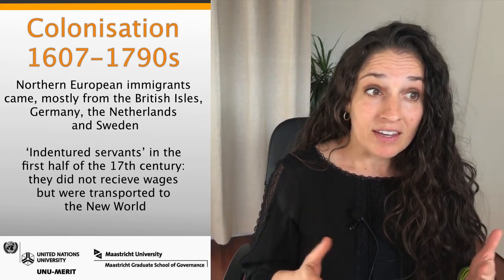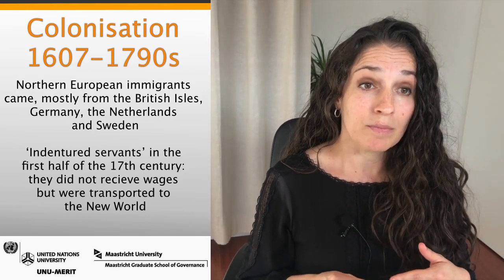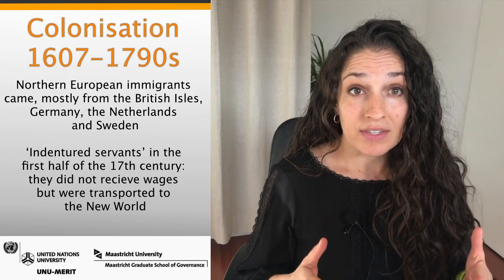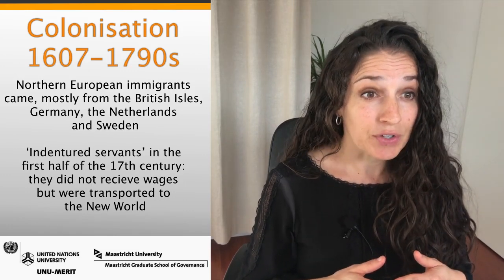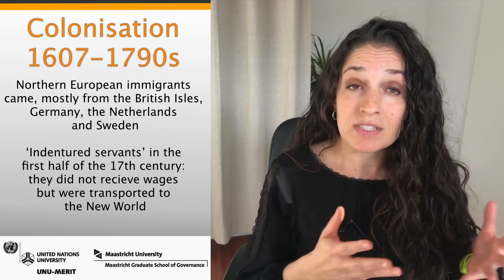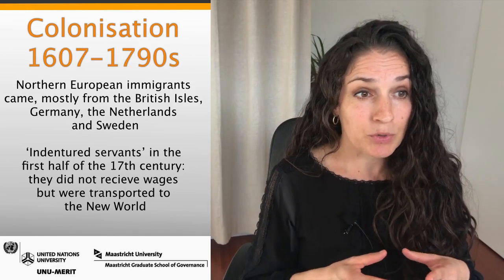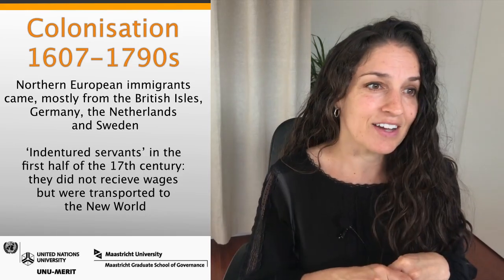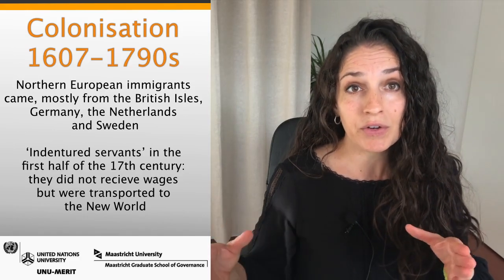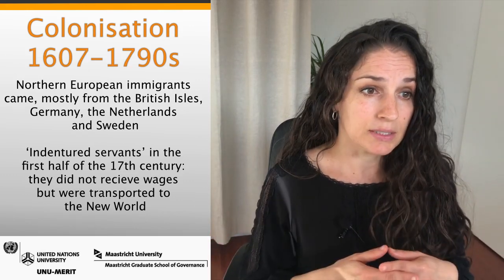So what we saw in the beginning is that most of the immigrants came from Northern Europe, mainly from the British Isles, Germany, the Netherlands, and Sweden. We also saw that at this time many people also traveled as indentured servants. So in the first half of the 17th century, these people traveled on the ships. They came over to what is now the United States, but they didn't receive wages. They were transported to the New World at that time. They were given food, housing, and clothing, and then at the end of a specific period where they had worked off their debt, they were then made free to be able to do as they pleased.